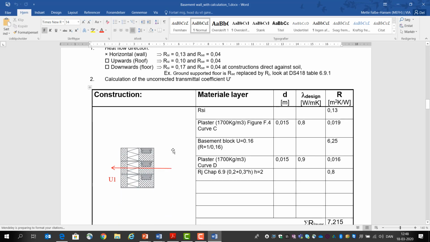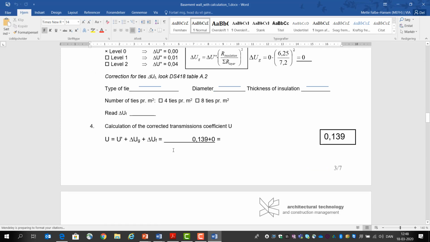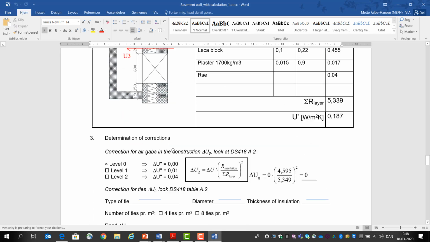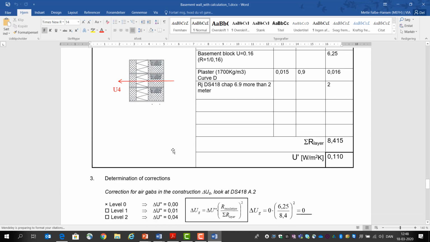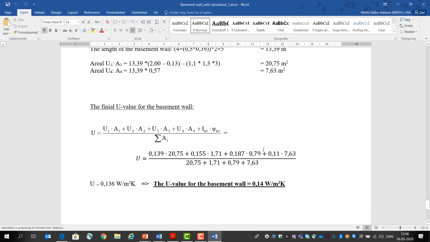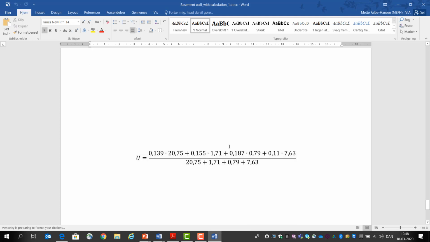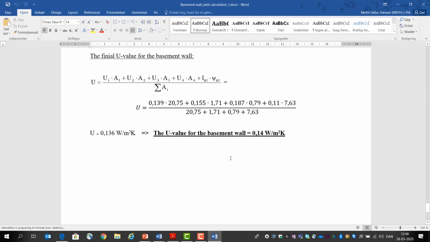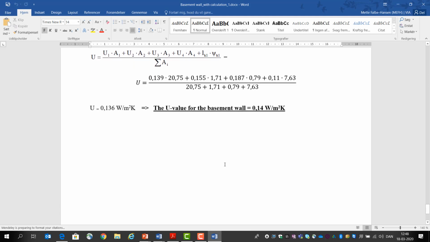First, calculate all the U values you have, U1, U2, U3, U4, and then calculate the areas, and then you calculate the U value. So we know that you have everything. So this is the way I like you to put it up. Now look through this assignment here and see if you understand everything. And then you start looking at your own project.